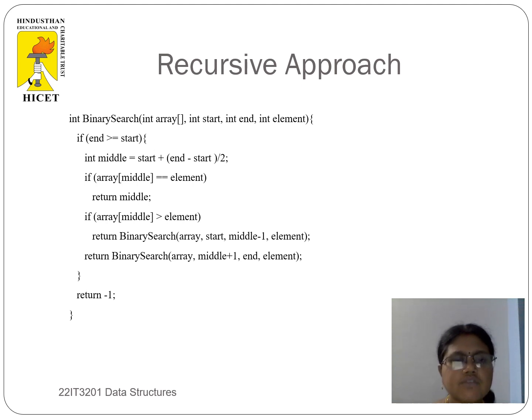If it is not, there will be a change in the first position. That is, the start will be made as middle plus 1 and the end remains the same. Right? So like this, we are going to make a call to the binary search to the lower half and the upper half. So this is a recursive approach. Recursive approach is more efficient than the normal linear approach.